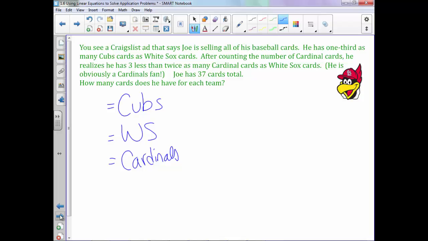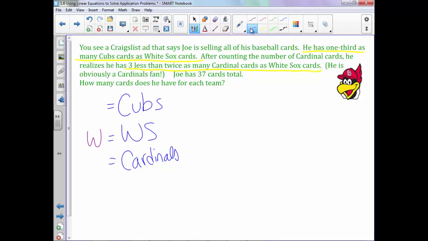Alright, so we know he has 1/3 as many Cubs cards as White Sox. So that means we're comparing the amount of Cubs cards he's got to how many White Sox cards. And we also know he's got 3 less than twice as many Cardinals cards as White Sox. So notice we're comparing both of these to White Sox. So let's go ahead and do the White Sox as our variable, because both of them are getting compared.